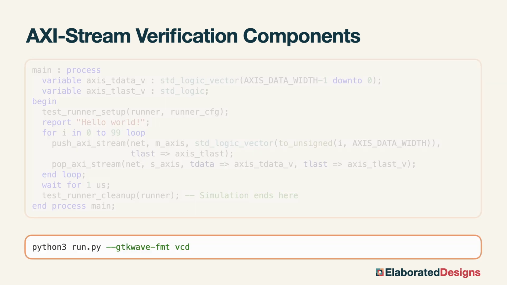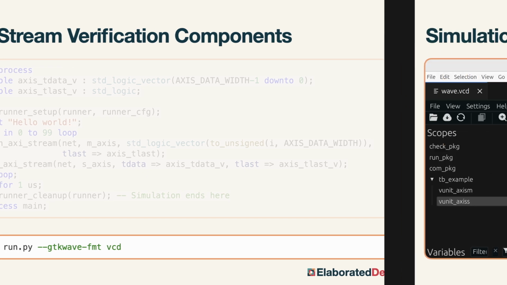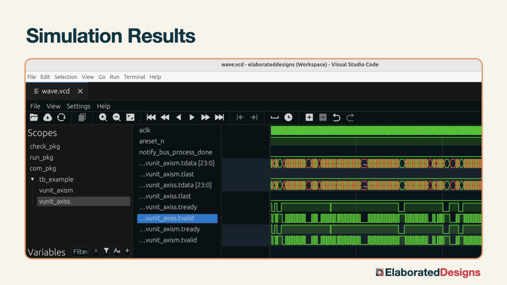Because I'm using GHDL as my simulator, I'll include an argument that creates a VCD waveform in the simulation script. Finally, we can see the results of our simulation. For this example, I'm using Surfer as a waveform viewer. Surfer is a VS Code extension, which allows us to visualize our waveforms without leaving the code editor.